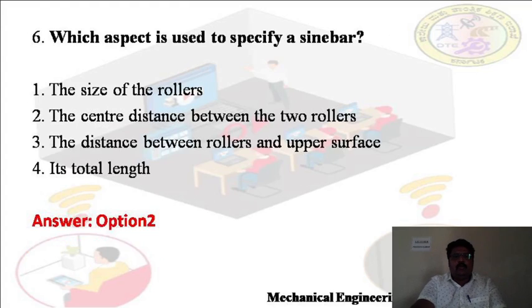Next, we will move to the last question: which aspect is used to specify a sine bar? Option number 1 is the size of the rollers. Is it the center distance between the two rollers, or the distance between the rollers and the upper surface, or its total length? The correct answer is option number 2, that is the center distance between the two rollers.